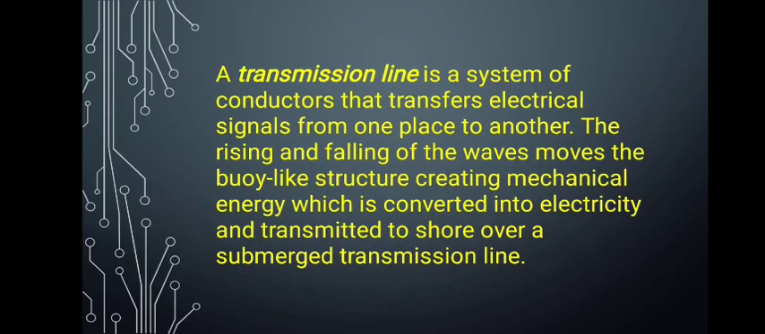What is a transmission line? So a transmission line is a system of conductors that transfers electrical signals from one place to another. The rising and falling of the waves moves the buoy-like structure, creating mechanical energy which is converted into electricity and transmitted to shore over a submerged transmission line.